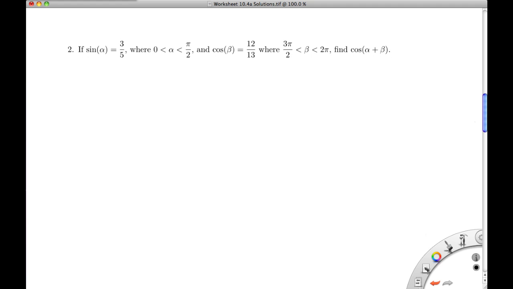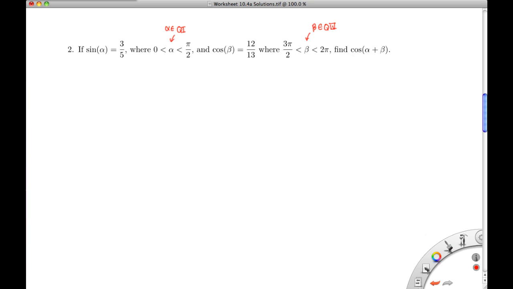So number 2. In this case, we're looking at two different angles, alpha and beta, and we're told that the sine of alpha is 3/5, where alpha is between 0 and pi over 2. So let's make a note to ourselves that alpha is a first quadrant angle based on that. So alpha is in the first quadrant. And then beta, the cosine of beta is 12/13, where beta is a fourth quadrant angle. So now we know that beta is an angle in the fourth quadrant. We'll see why this might be helpful a little bit.